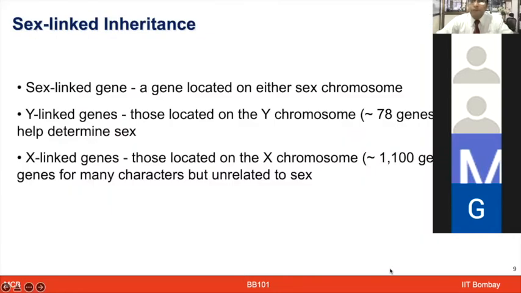Based on these, and of course, as technology advanced and next generation sequencing methodologies became available, now we know that many of these sex-linked genes are located either on the X chromosome or on the Y chromosome. The Y-linked genes, those on the Y chromosome, are quite few in number, around 78 to 80 genes, including the genes which help us determine male or female sex. And the X-linked genes, located only on the X chromosome, number more than 1,000. Many of the characteristics and many of the diseases are actually linked to the female X chromosome.